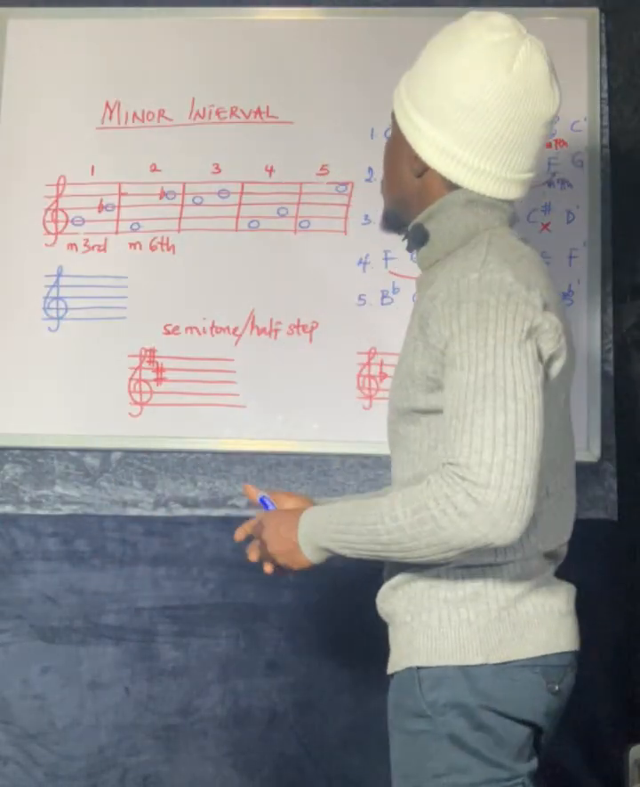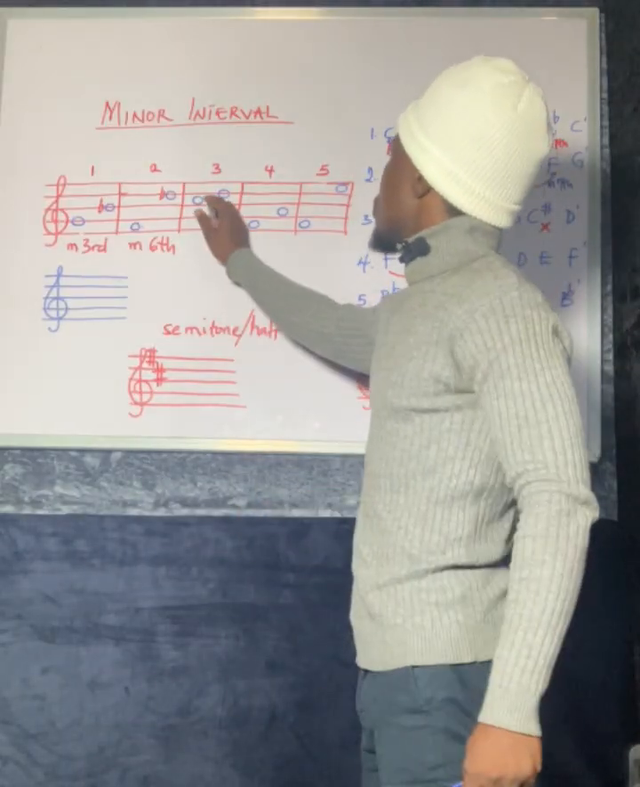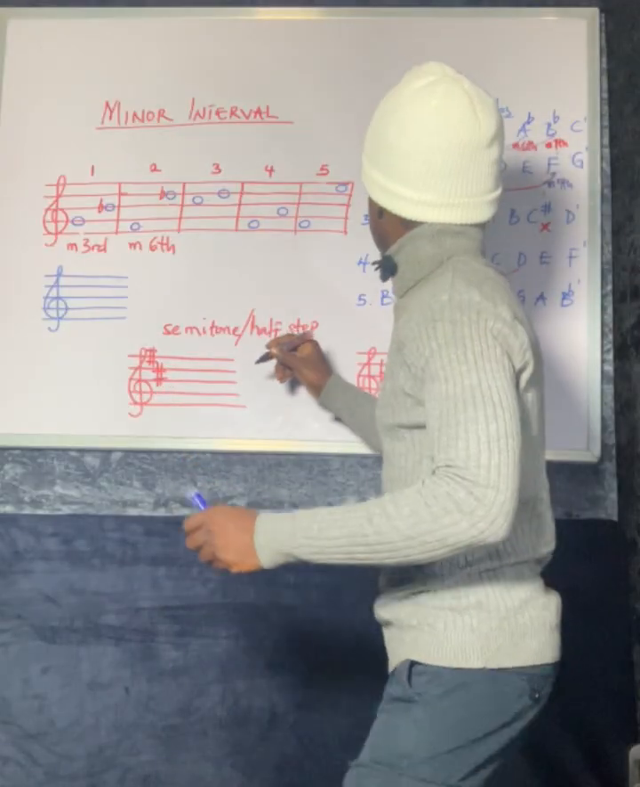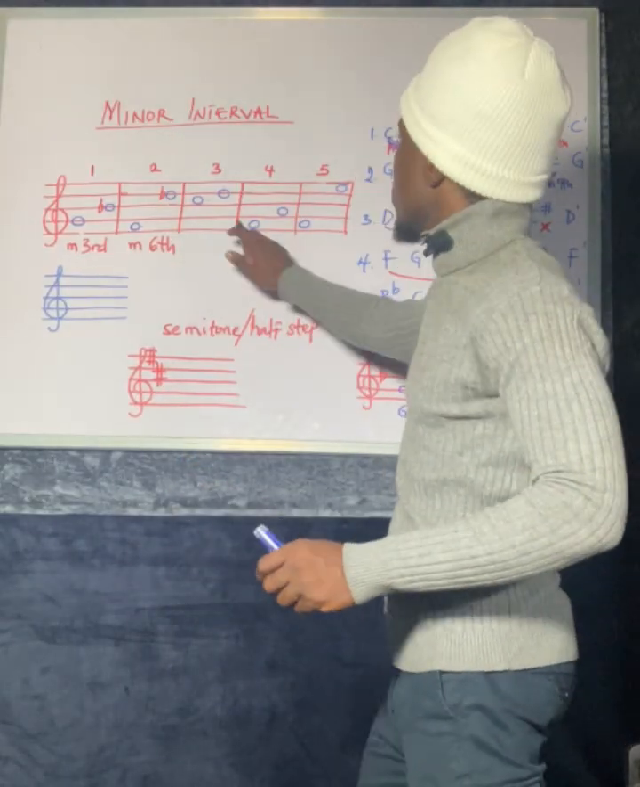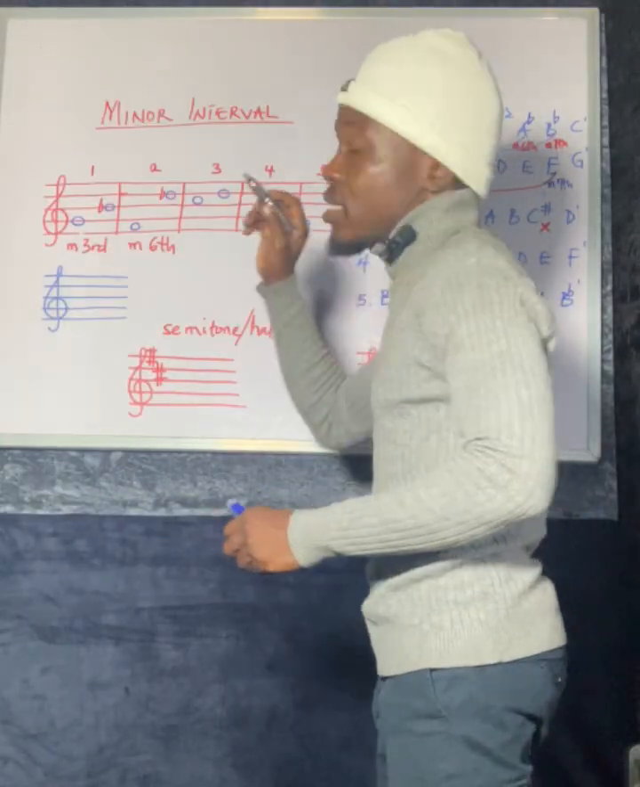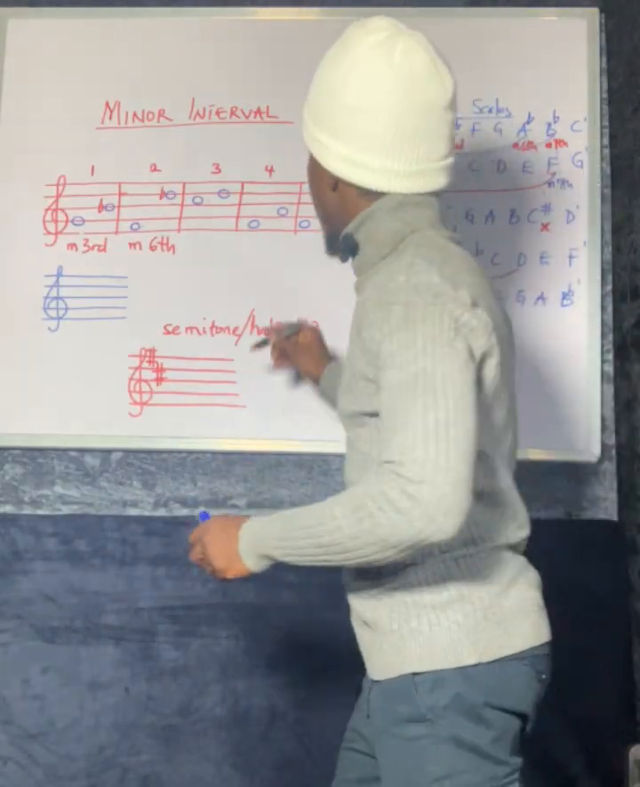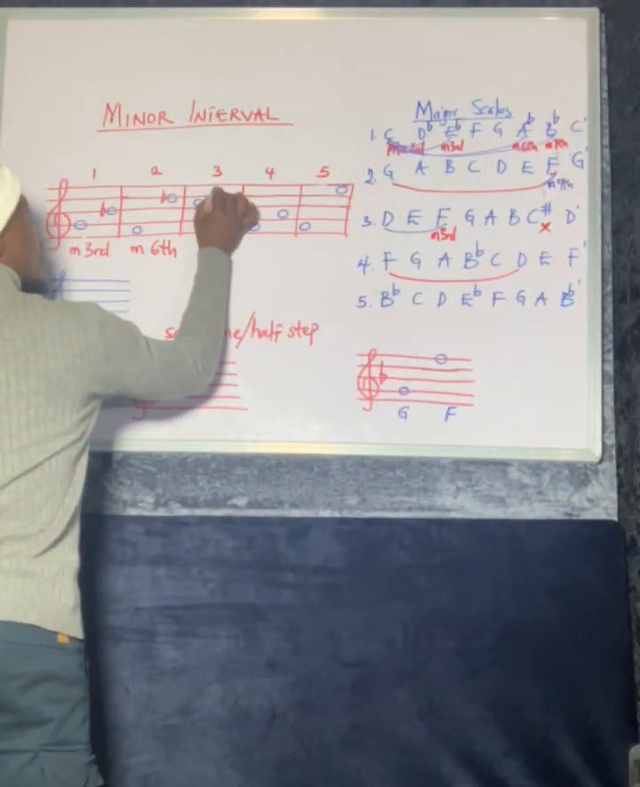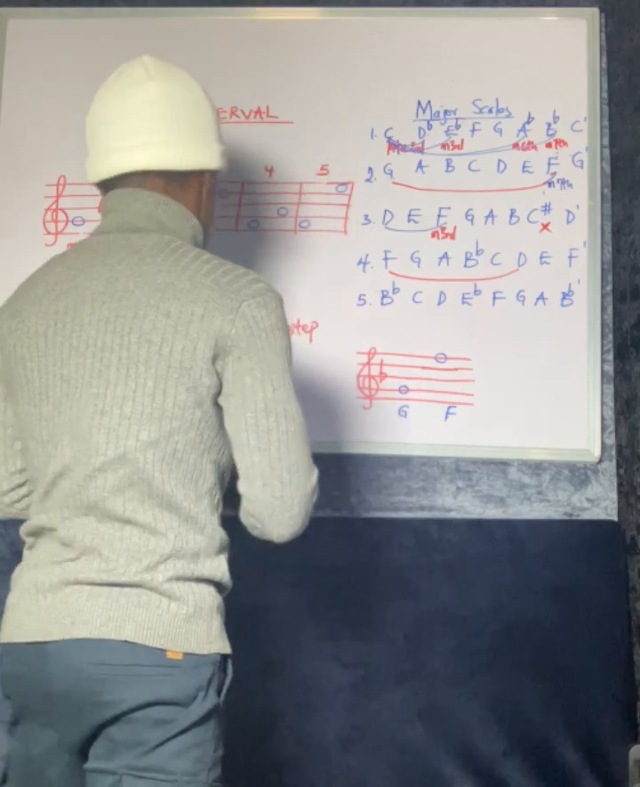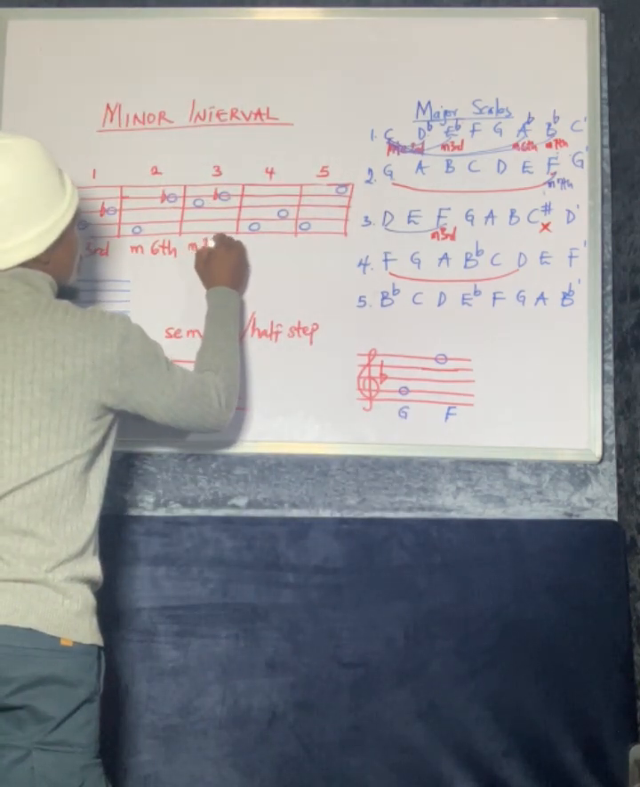All right. Then the third interval, we have third space. Third space is letter C. And then again, the fifth line is letter D. So C to D is a major second. But here we have D flat. So C to D flat is what? Minor second.